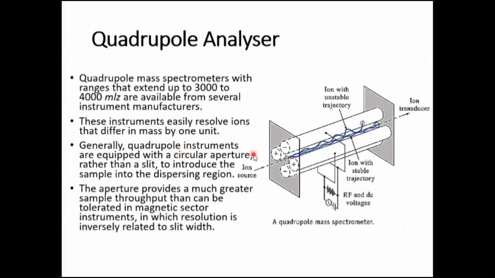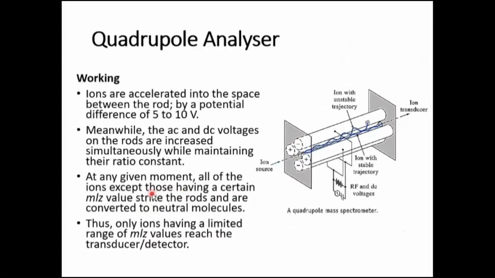Now, generally quadrupole instruments are equipped with a circular aperture rather than a slit to introduce the sample in the dispersion region. The aperture provides a greater sample throughput than can be tolerated in magnetic sector instruments, in which resolution is inversely proportional to slit width. So here they are comparing this quadrupole with the conventional mass analyzer.